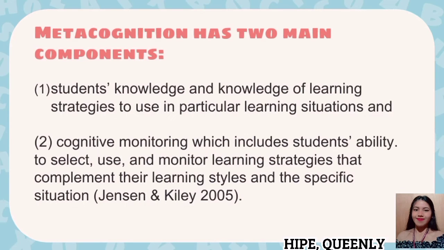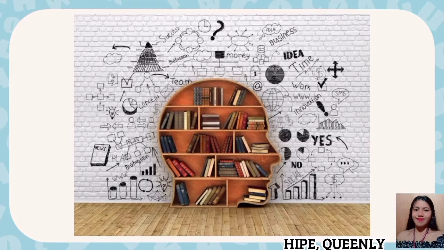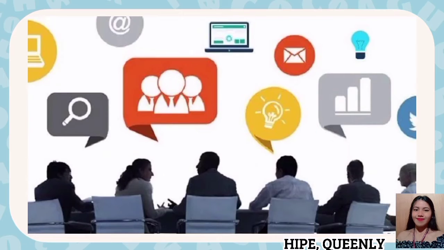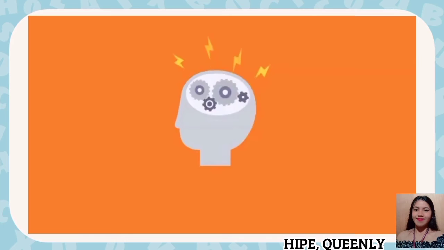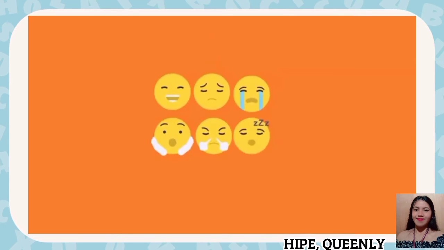Metacognition has two main components: students' knowledge of learning and cognitive monitoring. Knowledge of learning is the strategies to use in particular learning situations. It refers to what learners know about learning: an individual's knowledge of strategies, how to use strategies, and when and why to use strategies. Cognitive monitoring includes students' ability to select, use, and monitor learning strategies that complement their learning styles and the specific situation. It describes how learners monitor and control their cognitive processes.